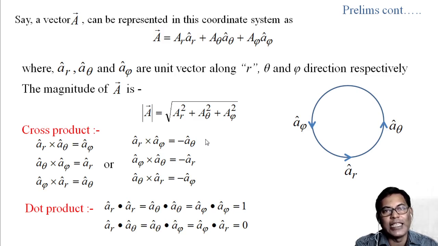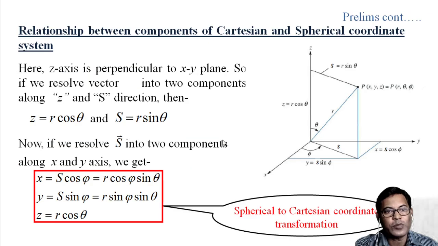Now, let us see the relationship between the spherical coordinate system and the Cartesian coordinate system, just like we have seen in the case of the cylindrical coordinate system, how it relates with the Cartesian coordinate system. So, here is the relationship between the components of the Cartesian and spherical coordinate systems. Here you can see the diagram.